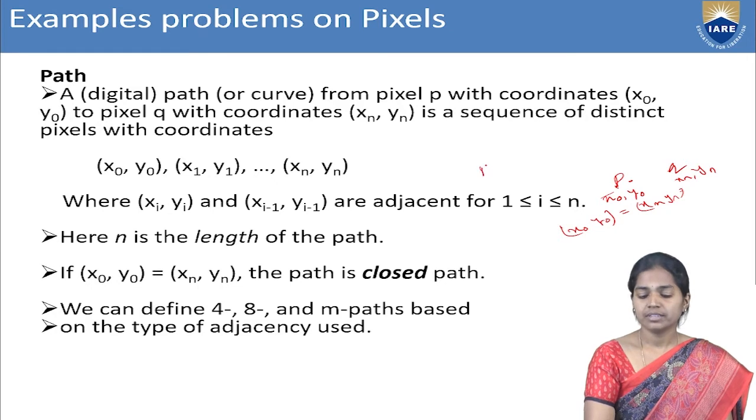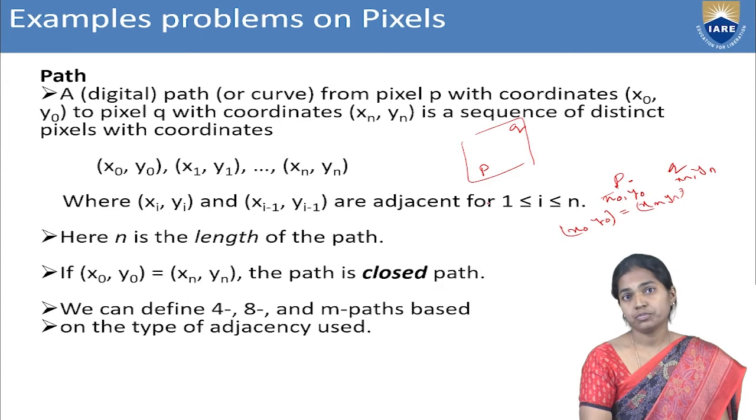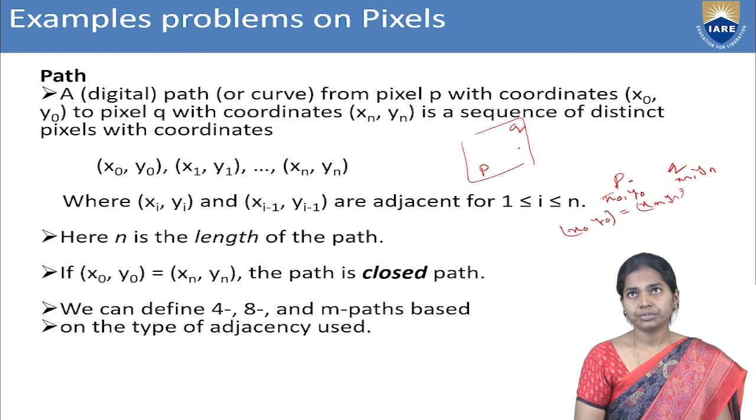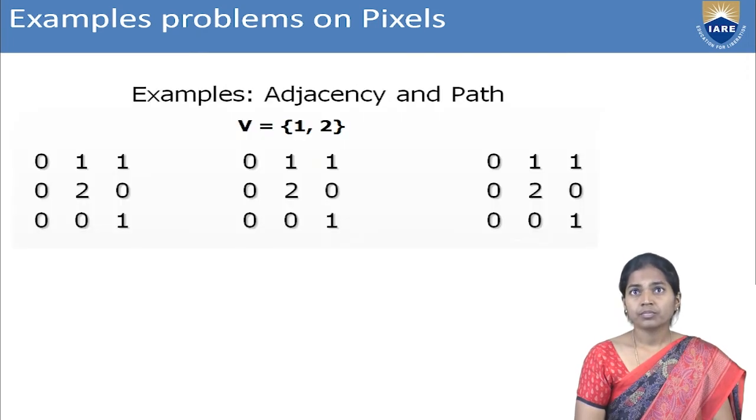For example, this is point P, this is point Q. I need to find the path from P to Q. How can we find the path from P to Q? How can we reach from source to destination? With the use of either 4 adjacency, 8 adjacency or m adjacency. M is nothing but mixed adjacency. Based on these 3 paths, we can reach from source to destination. We can travel from point P to point Q.